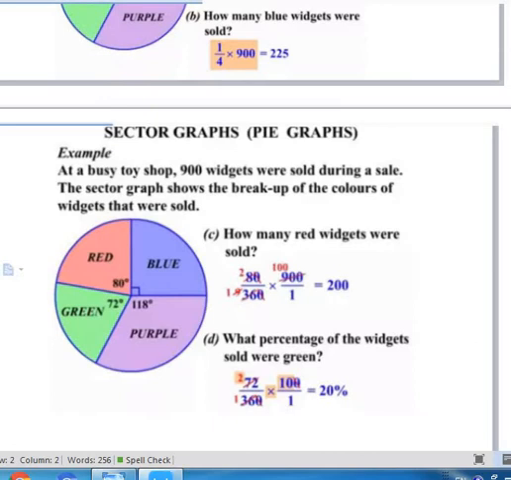What percentage of the widgets sold were green? He says now what he wants is to find the percentage. Focus on what he needs me to find. Percentage, okay, it's very easy, times 100, honey. So what should we do? Where's the green here?